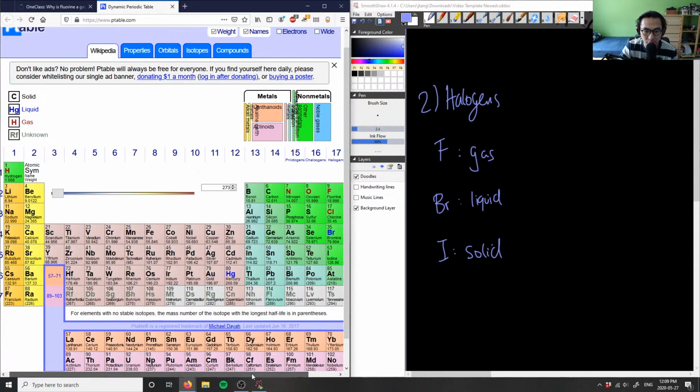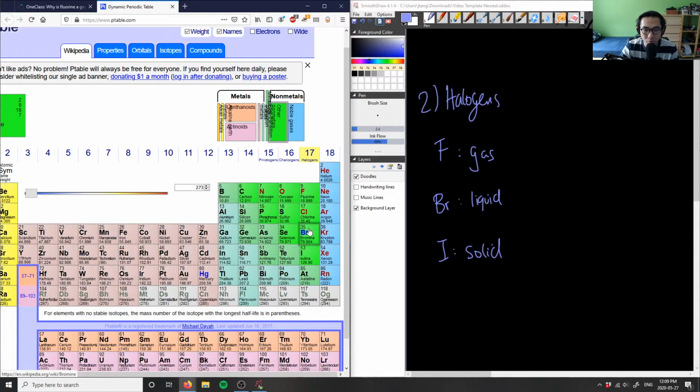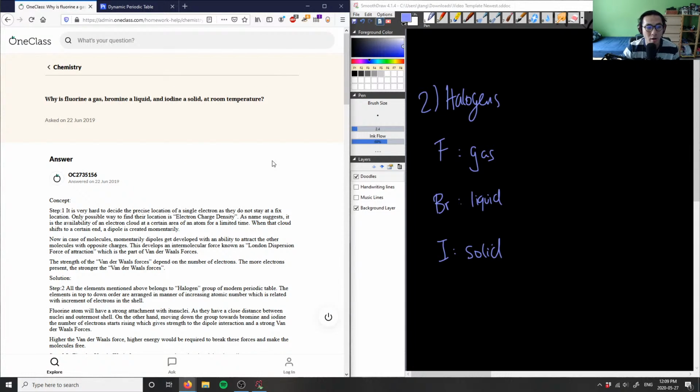If we look at our periodic table here, as you can see, fluorine is a gas, bromine is a liquid, and iodine is a solid, right? As you can see, the letters here for fluorine are in kind of burgundy, which represents gas. Bromine is in blue, which represents liquid, and iodine is black, which represents solid. And the question is asking why they are gases, liquids, and solids at room temperature.